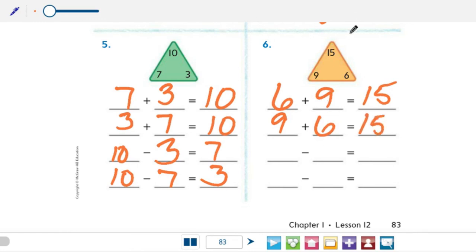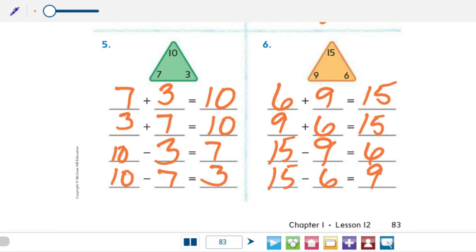During my subtraction problem, I start with the greatest number, which is 15. And for this one, I'm going to go to the left. So 15 minus 9 is going to equal 6. And then lastly, I'm going to start with my greatest number of 15. Slide to the right is going to be a minus 6. And then my answer will be 9.